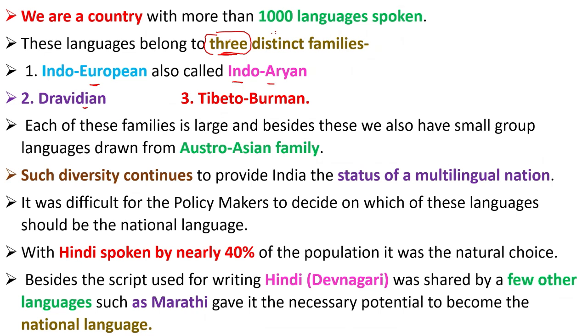So we shall see the Indo-Aryan or Indo-European first. We know that 70% of India's population speaks Hindi, Urdu, Bengali, Punjabi, Marathi, Gujarati, Rajasthani, Sindhi, and Kashmiri. So these people come under the Indo-Aryan or Indo-European family. Coming to Dravidian, nearly 25% of India's population speaks a Dravidian language.